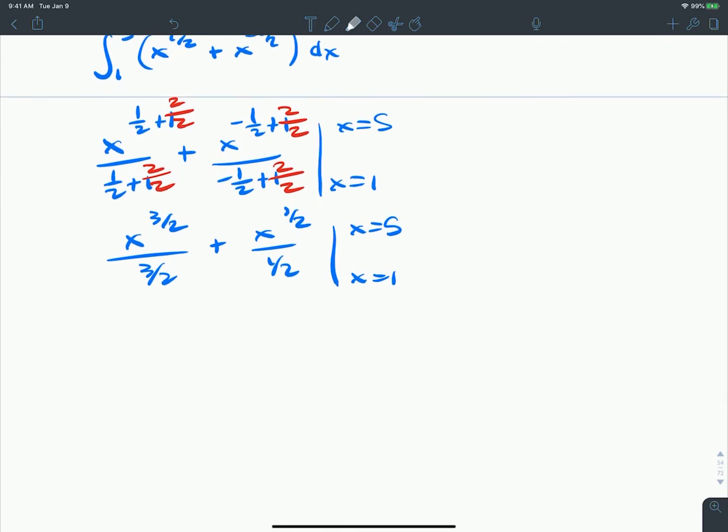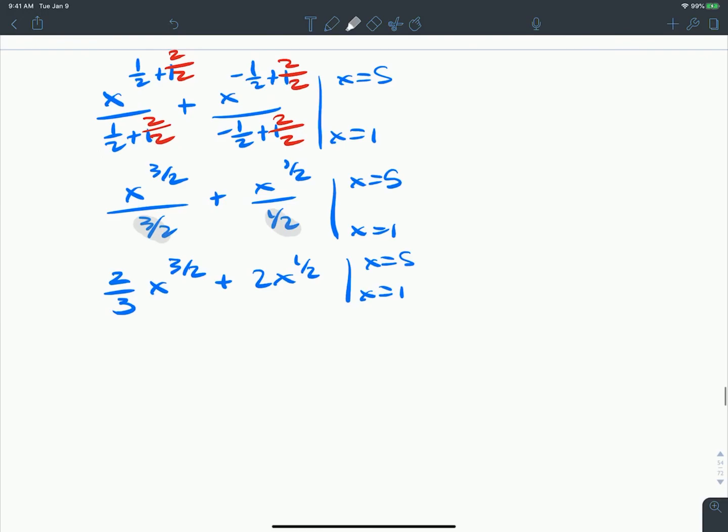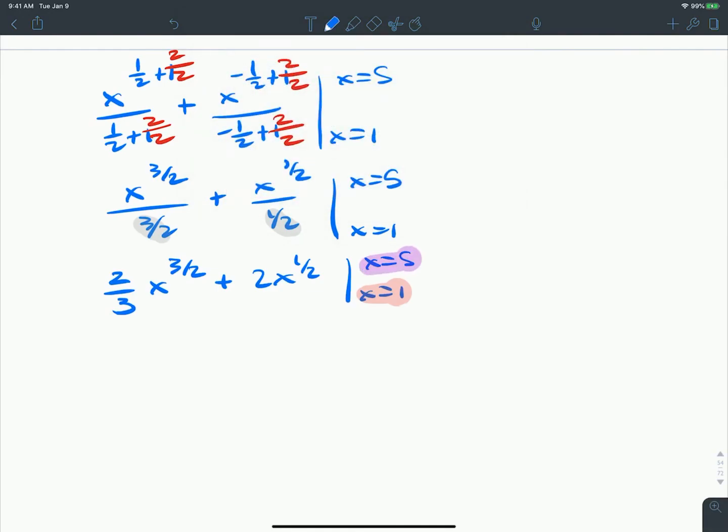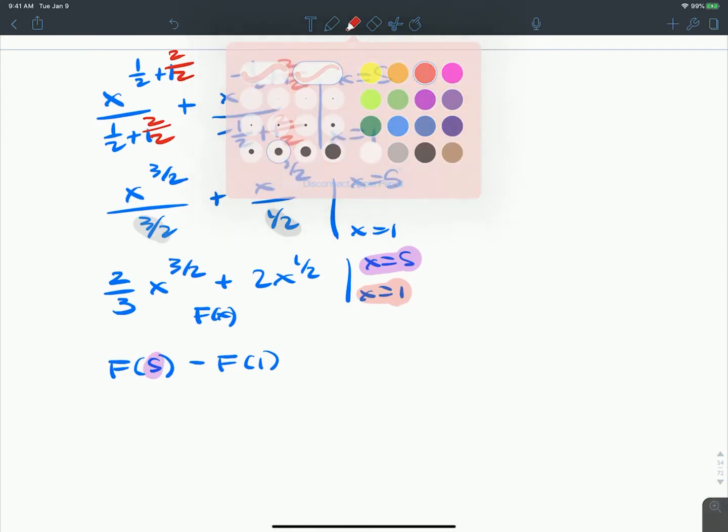So don't forget, you're dividing by a fraction, which means multiply by the reciprocal. 2/3 x to the 3/2 plus 2x to the 1/2. X is 1 and x is 5. So you're going to plug in here your lower limit and your upper limit. This is our antiderivative. We need f of 5 minus f of 1. Here's 5. Here's 1.